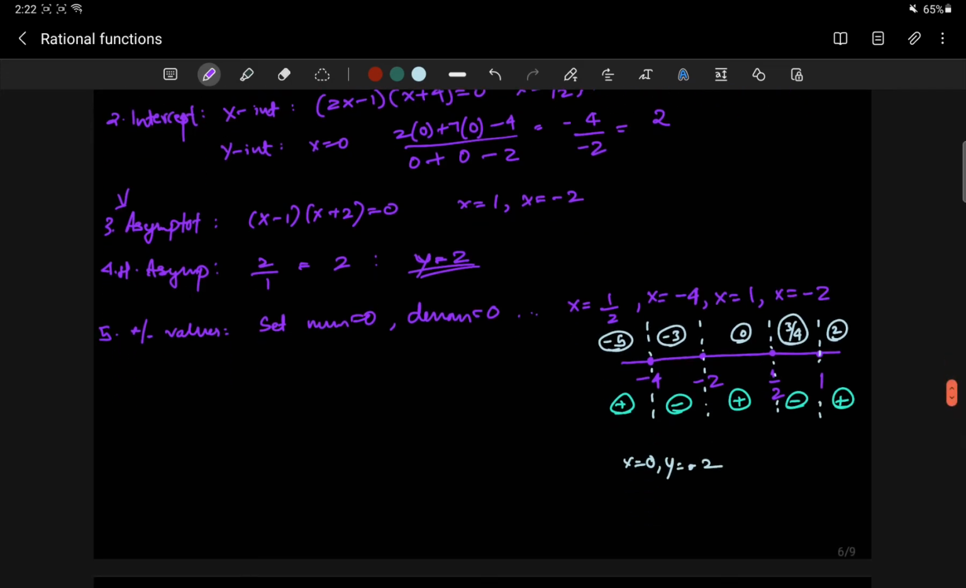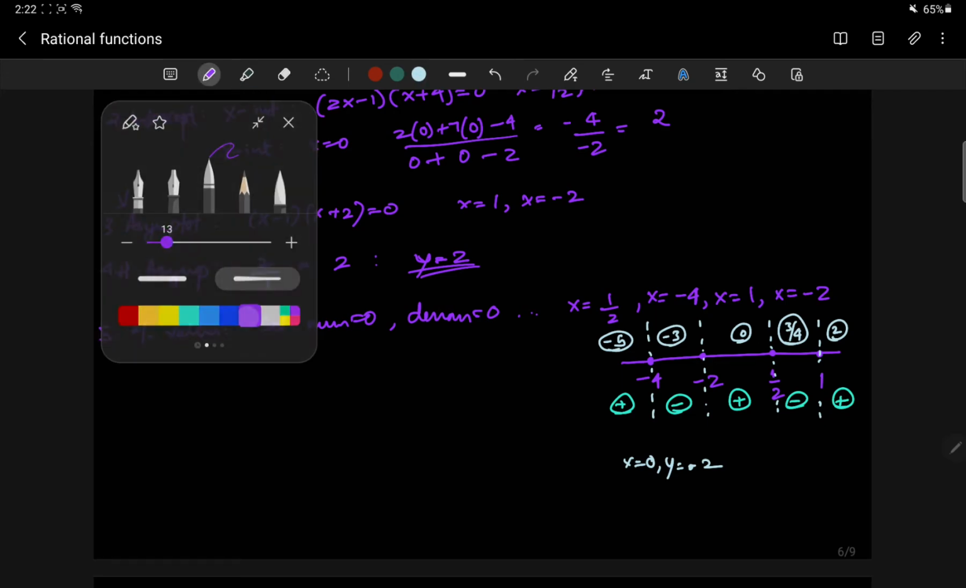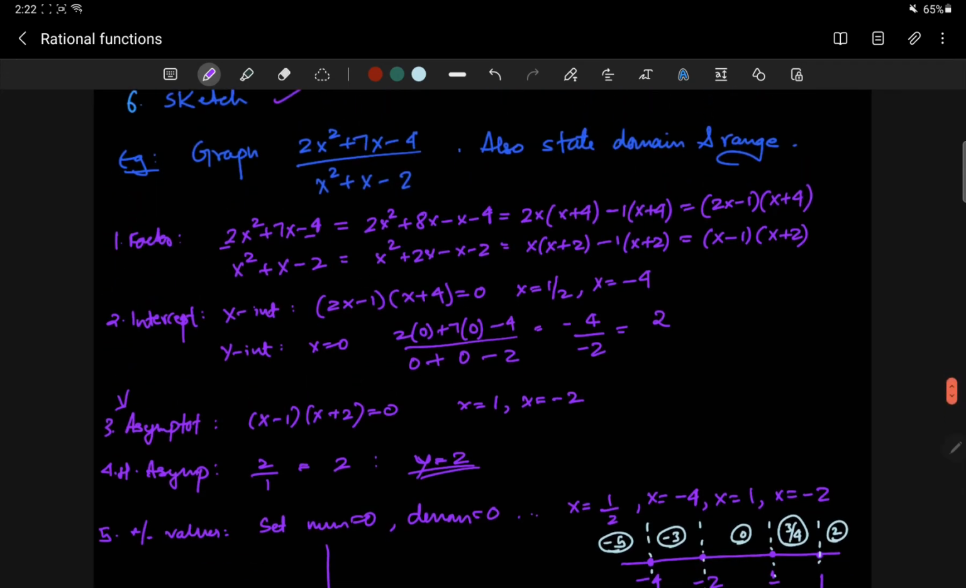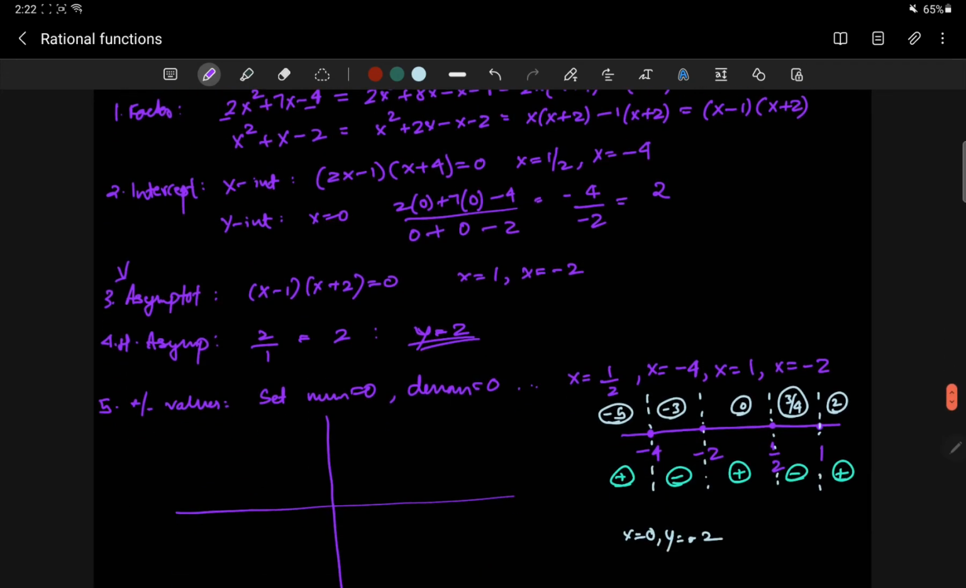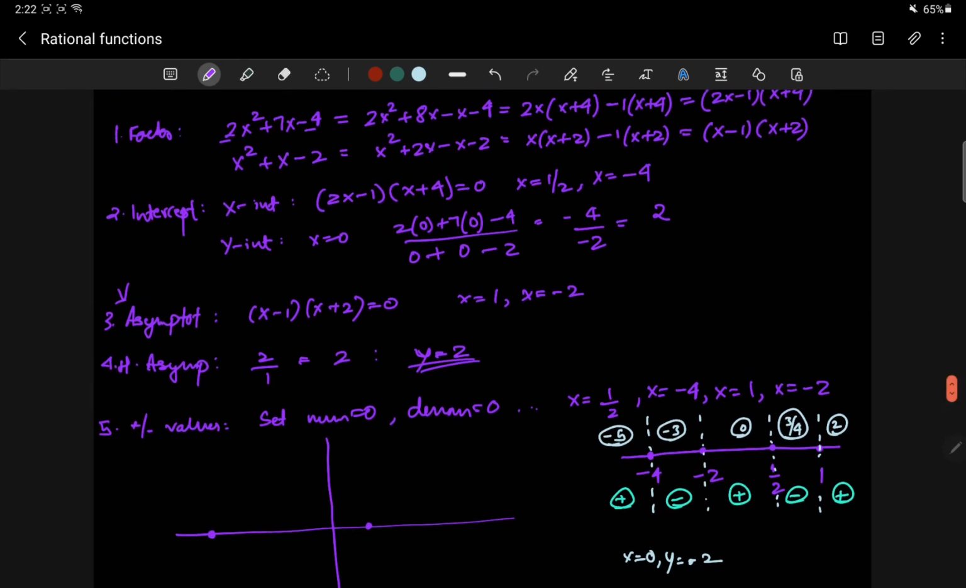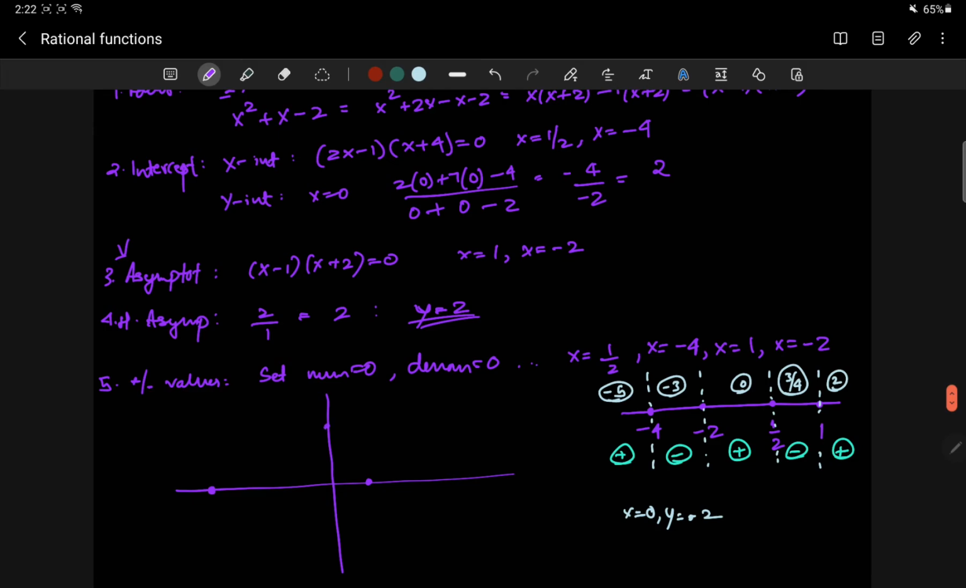Okay, so once you have that, now we have everything we need to plot this function. So let's go ahead and do that. Let me still use purple. Now, starting up top, factoring gives me nothing. Intercepts: x equals 1/2 and x equals -4. So the graph goes through these points. Y-intercept 2, the graph goes through that point. Vertical asymptotes at 1 and -2.